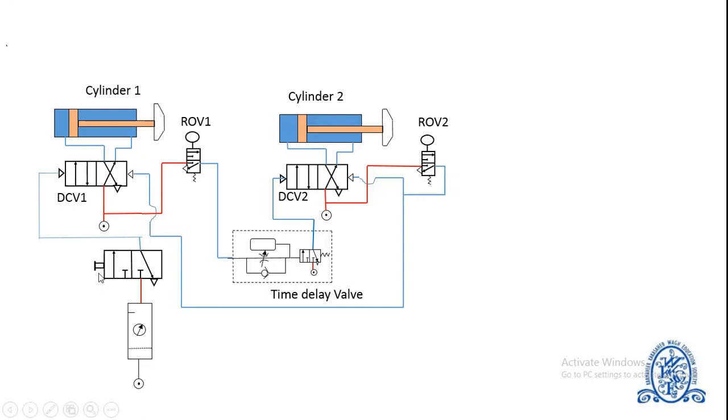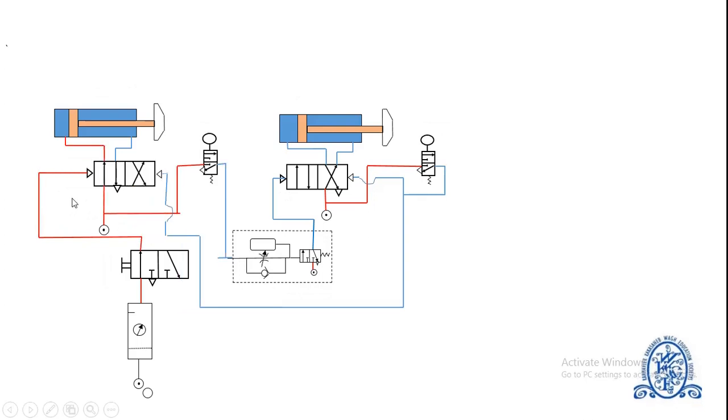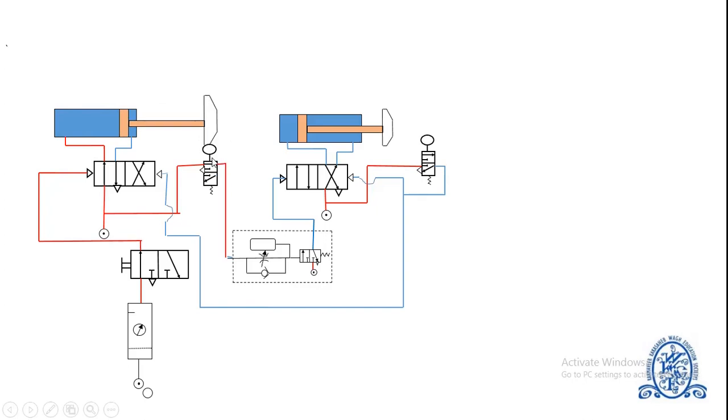When the push button of 3x2 direction control valve is pressed, the direction control valve 1, DCV1, will change its position so as to extend the cylinder 1. At the end of the stroke, the cam presses the roller operated valve ROV1 to go to on position, and thereby allowing the compressed air to the time delay valve. Since the time delay valve is set at 10 seconds, it will not send the signal immediately to operate the direction control valve 2.